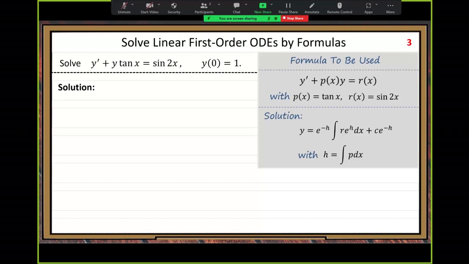Now, let's just do the work. All right. Let's calculate h first. Integral of tangent x. Now, check your basics. Check your integral formula basics.